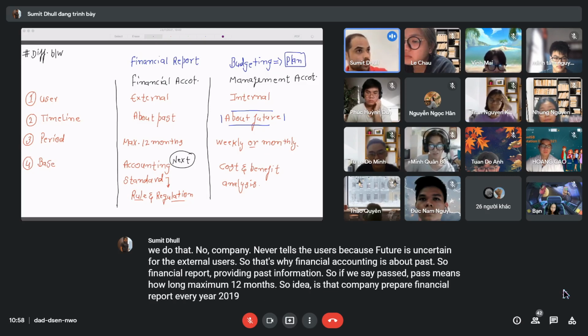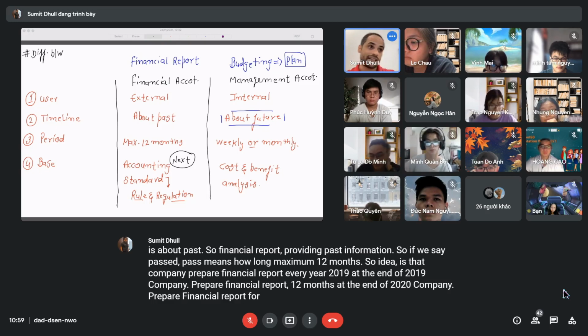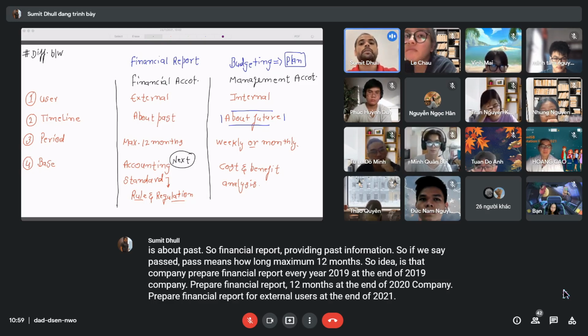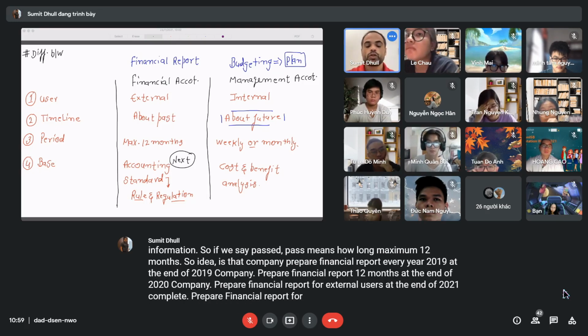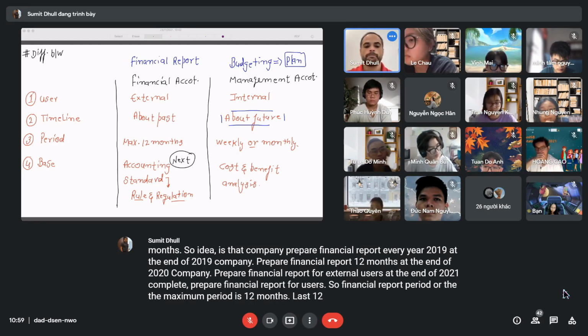At the end of 2019, the company prepares a financial report for 12 months. At the end of 2020, the company prepares a financial report for external users. At the end of 2021, the company prepares a financial report for users. So the financial report period, or the maximum period, is 12 months, the last 12 months.